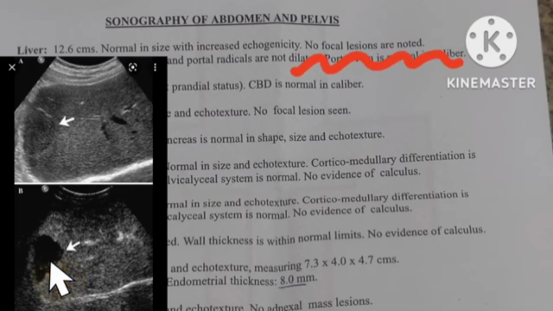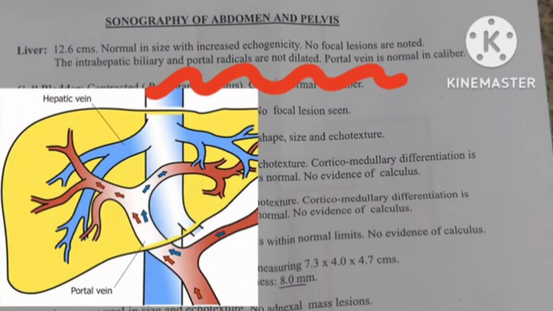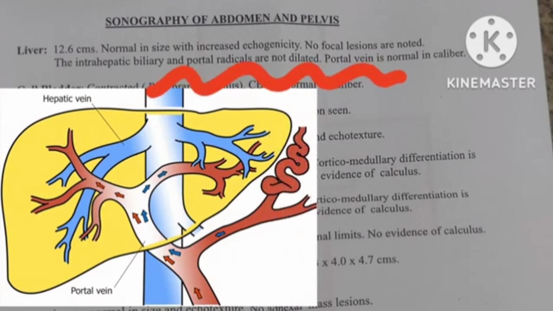In the liver, there are certain blood vessels like intrahepatic radicals, portal veins, etc. They also mention how these blood vessels are. If they are normal, it will be written as normal. If these blood vessels are dilated, they mention that these blood vessels are dilated.